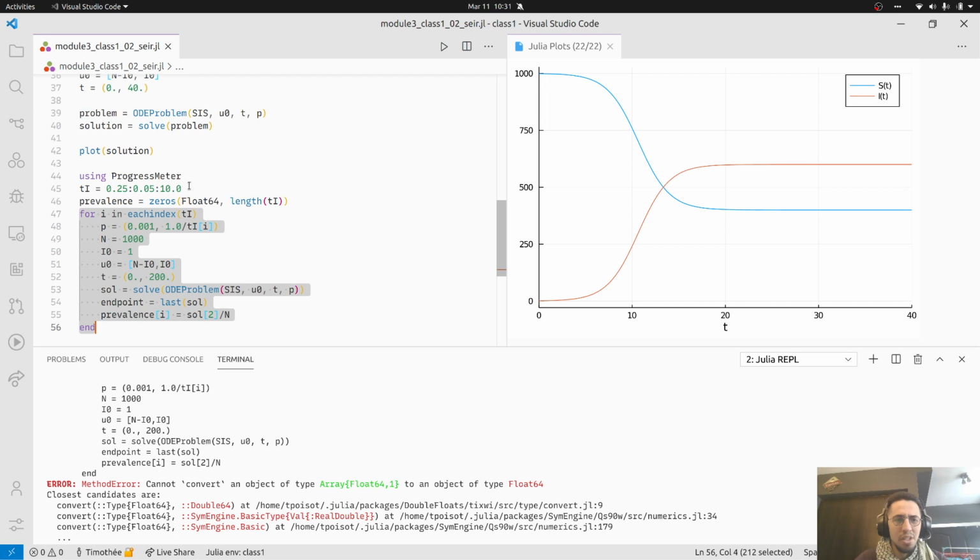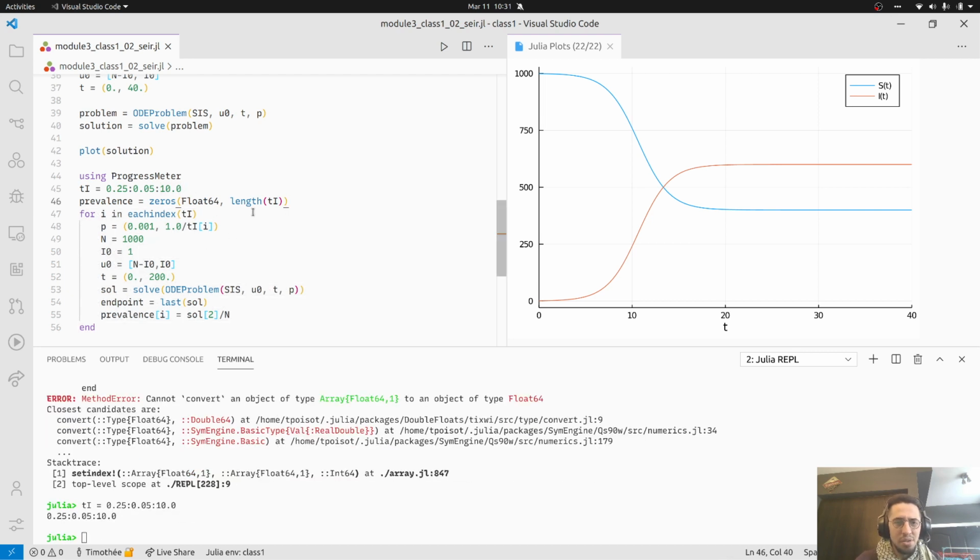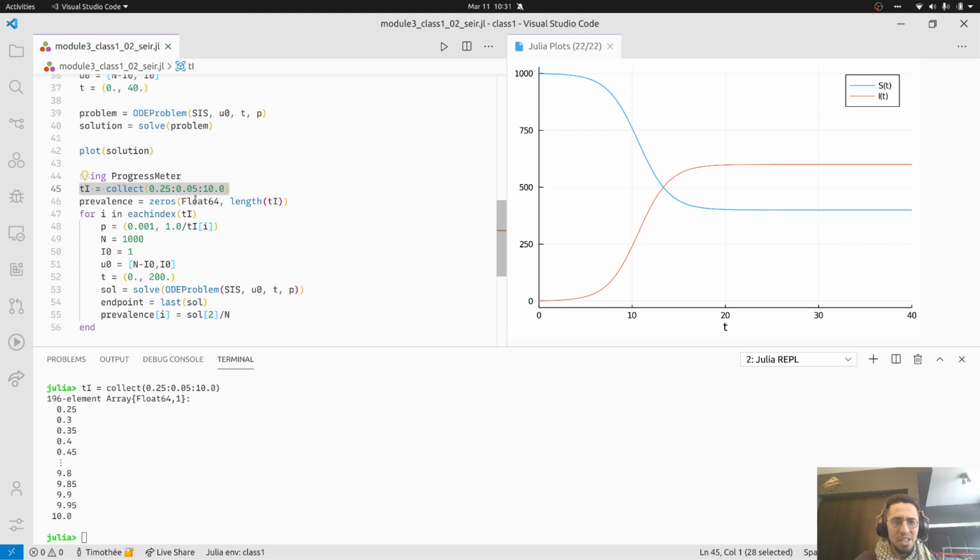Let me check. So what is TI? That's good. I'm just going to make sure that we expand that. Okay, that makes sense. What is prevalence? That's still 0. Let's have a look at each index, TI. Yeah, that makes sense. Okay, that's good. That's n. I'm just going to make sure that it's doubles.